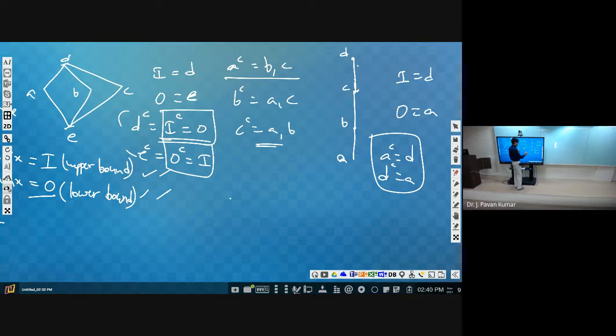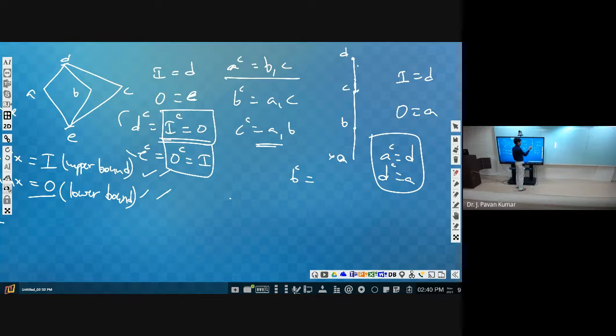Now the point is, what is B complement? If you consider B complement as A, then B meet A is A, B join A is B. So it is not satisfying both the properties. Only one property is satisfied. So B complement is not A.